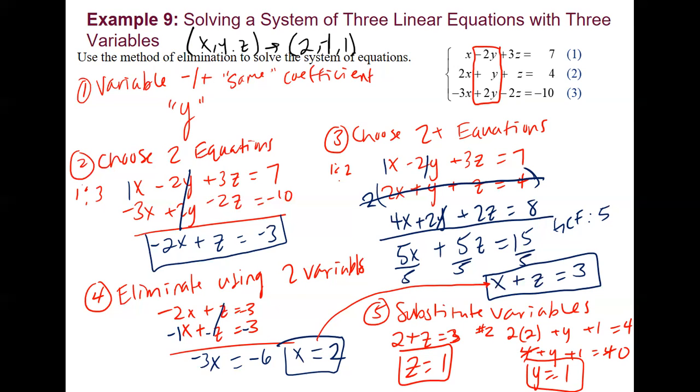What are your questions, comments, or concerns? Because we needed to cancel out our z's and they have to have opposite signs. So we multiply it by negative 1. Yes.